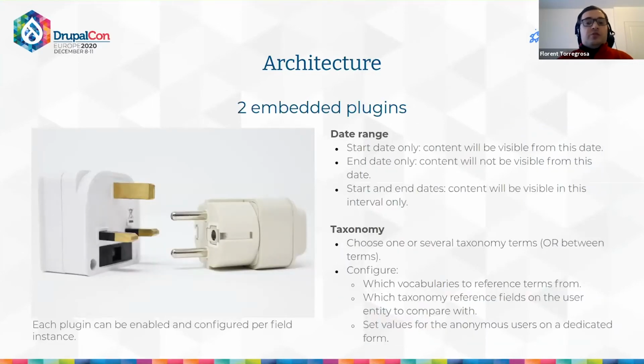Currently, by default, the module provides two plugins. The first one is the date range plugin, which allows you to enter either a start date only, an end date only, or a date range. And so your content will be visible depending on those conditions. For example, if it is start date only, content will be visible from this date. End date only, content will not be visible from this date. Start and end dates, content will be visible in this interval only.